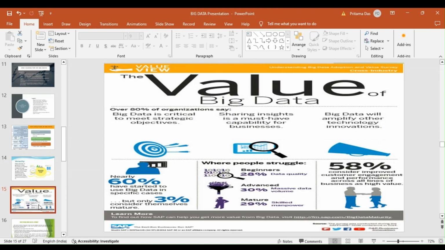So, the last V is value. The ultimate goal of working with big data is to extract meaningful insights and value. Organizations invest in big data analytics to derive actionable insights, improve decision making, and gain a competitive advantage. So, this is the five V's of big data: volume, velocity, variety, veracity, and value.